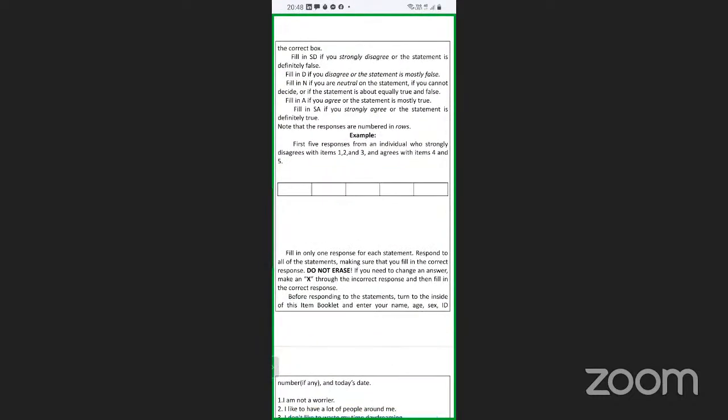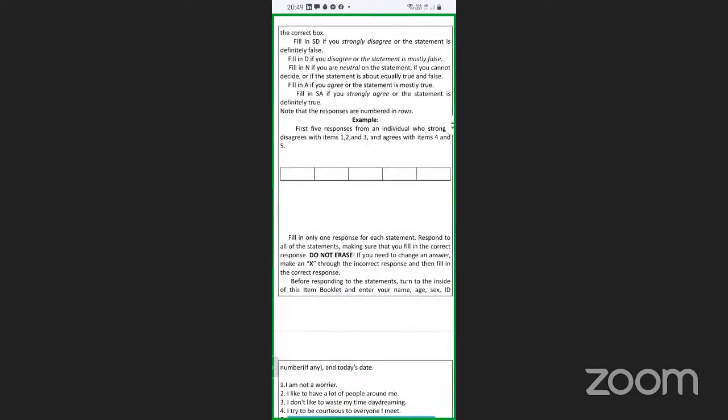Fill in only one response for each statement. Respond to all of the statements, making sure that you fill in the correct response. Do not erase if you need to change an answer. Make an X through the incorrect response and then fill in the correct response. Before responding to the statements, turn to the inside of this item booklet and enter your name, age, sex, ID number, and today's date.